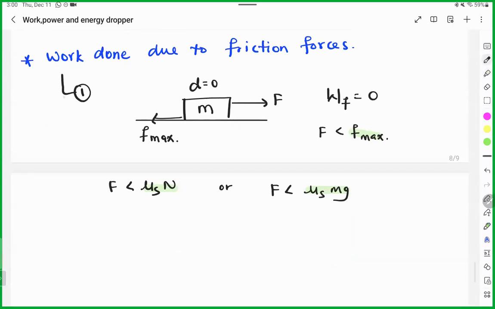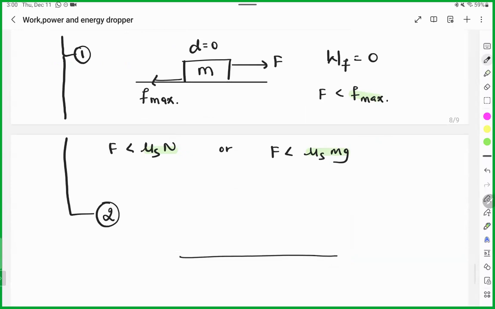Second case. In the second case, when you apply external force greater than the frictional force. Example, here you have mass M. You are applying force, there is a friction in the back side, but there is some displacement in this direction. So, Pratigya, what will be the work done by the friction?